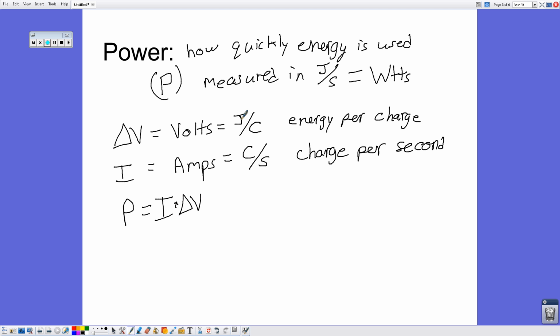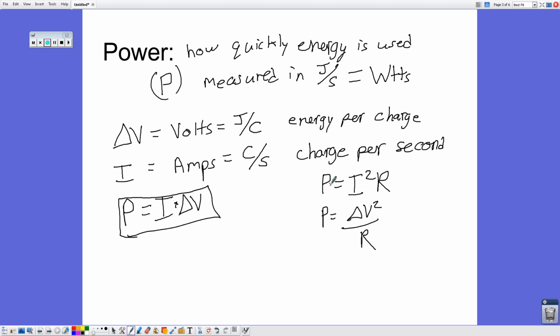Gives me watts. Joules per coulomb times coulombs per second gives me joules per second, or watts. There's my nifty equation. Now, there are other ways of getting power, but we're not going to worry about them right now. If you really need to know what those equations are, it turns out that I squared times R will also give us watts, as will voltage squared over R. But again, we're not worried too much about these yet.